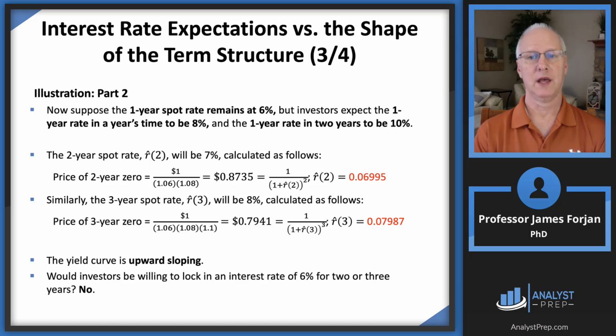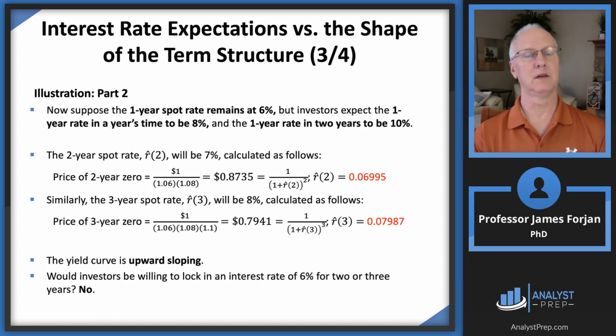Now let's go ahead and ask ourselves the following question. Let's suppose that the 1-year rate today is 6%, but we expect the rate in 1 year's time to be 8%, and then the 1-year rate in 2 years to be 10%. So notice we start with 6, and then we expect it to go up to 8, and then we expect it to go up to 10. So this is going to result in an upward sloping yield curve.